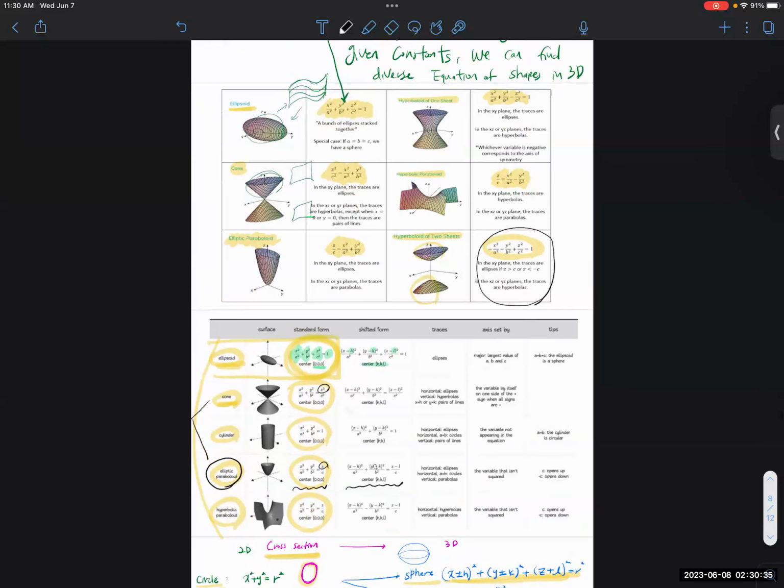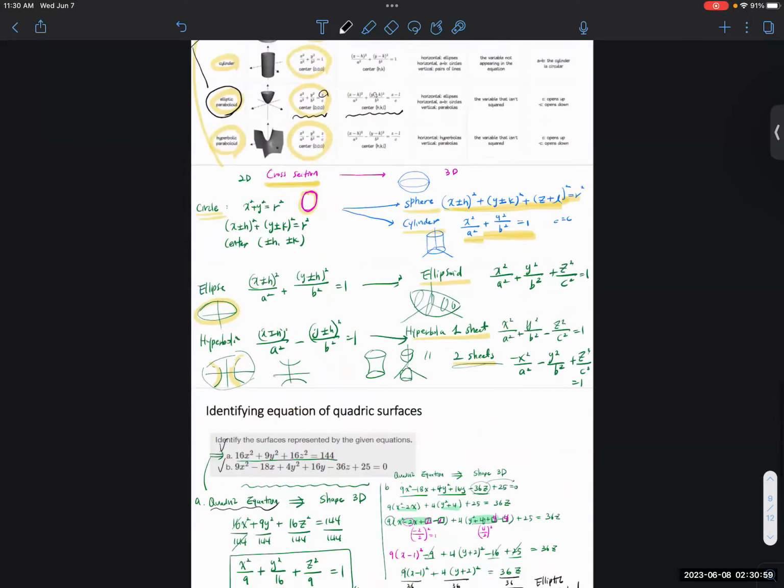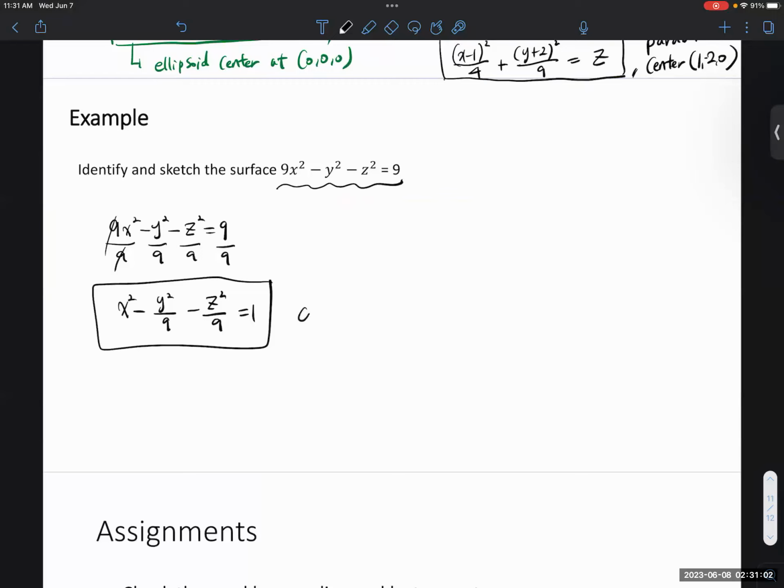So you might be confused between these two. It's okay, but you can double check. If you have two negatives, it's going to be the hyperboloid of 2 sheets, which is that image. But if you have everything positive except one negative, that is one negative variable. This is two negative variables. So that's the difference. So this is corresponding to a hyperboloid of 2 sheets, which means they have a separate top and bottom.